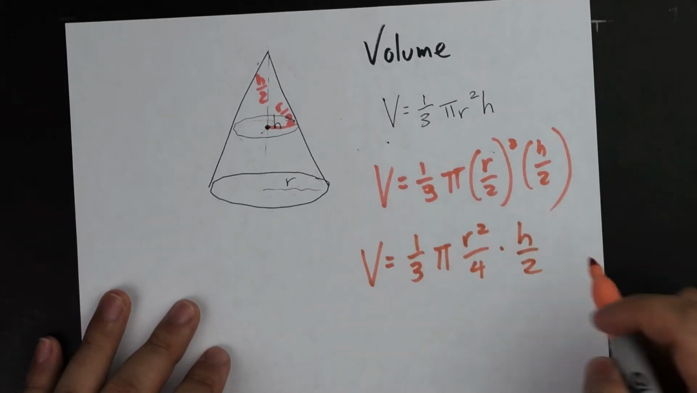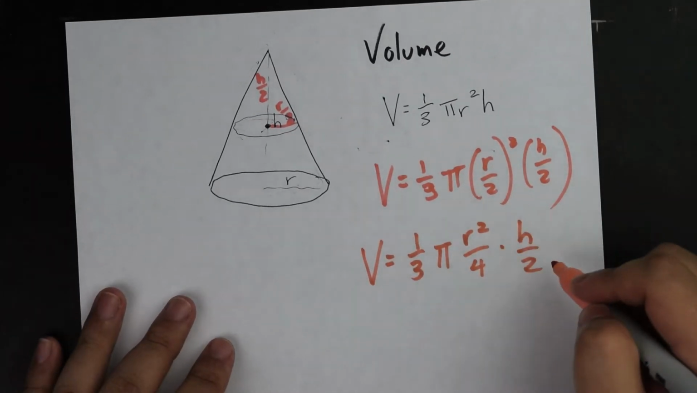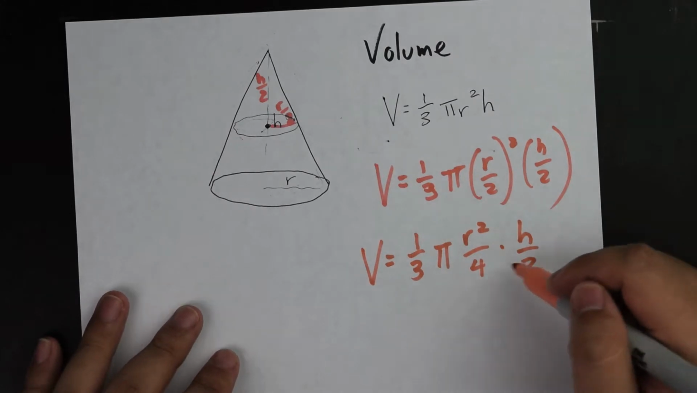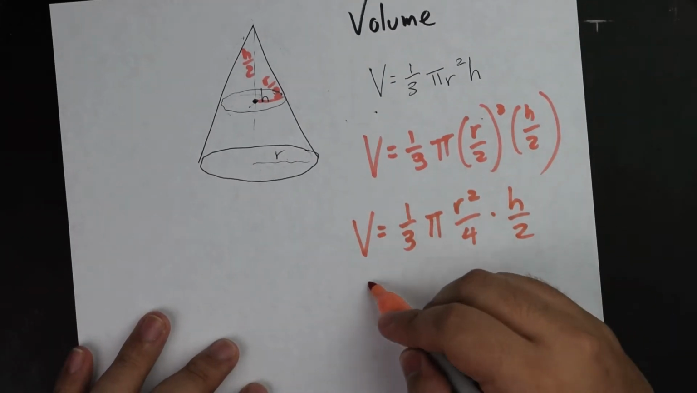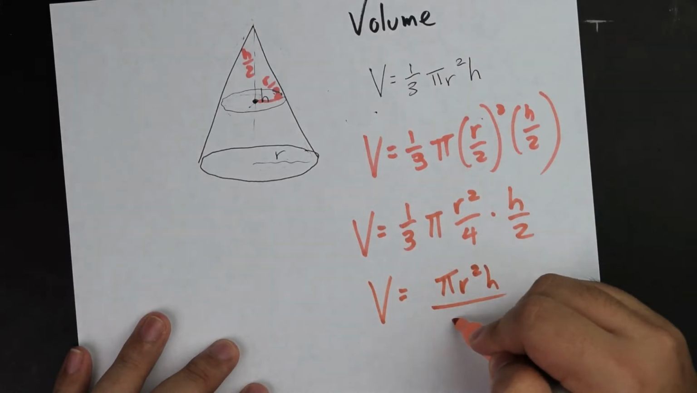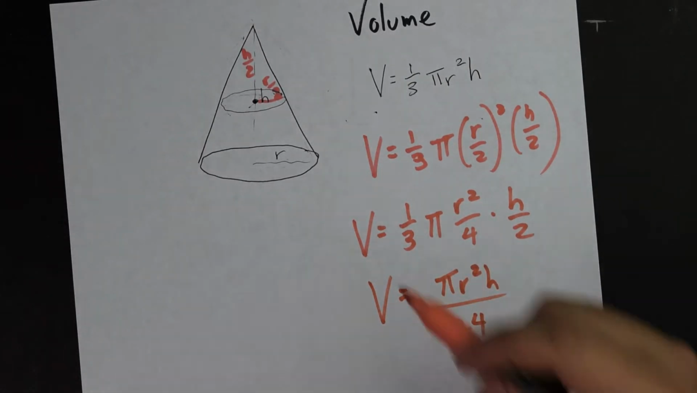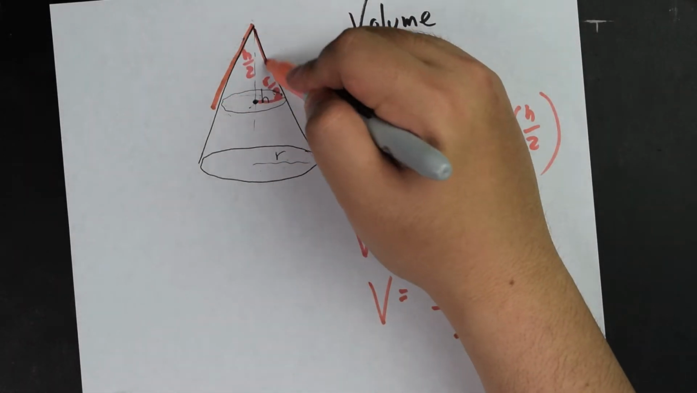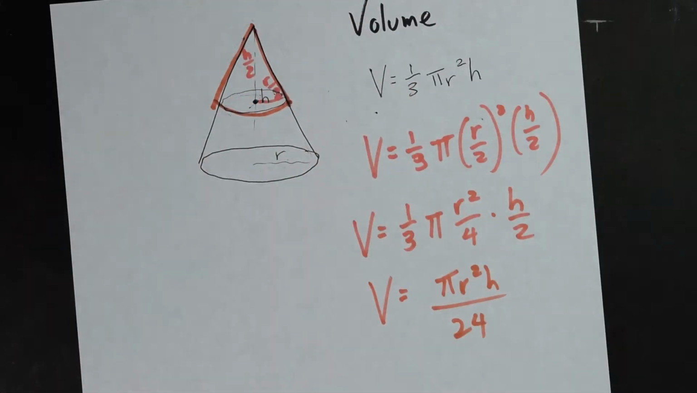And if you combine all of this, what's going to happen is that it's going to be 8 times 3 to 24. So that ends up becoming pi r squared h over 24. This is the volume of the smaller cone right here. This part right here is the volume.